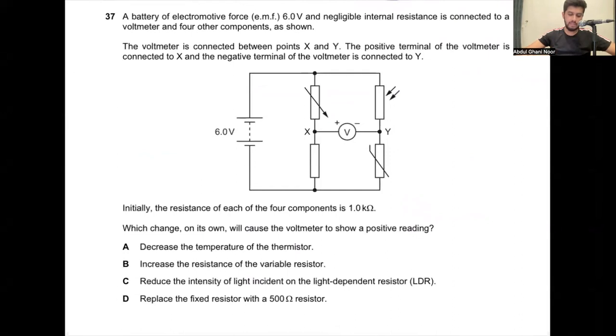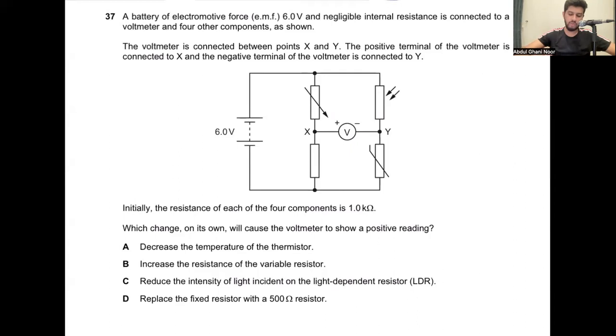Question number 37 says, a battery of EMF 6 volts and negligible internal resistance is connected to a voltmeter and 4 other components as shown. The voltmeter is connected between points X and Y. The positive terminal of the voltmeter is connected to X and the negative terminal of the voltmeter is connected to Y.